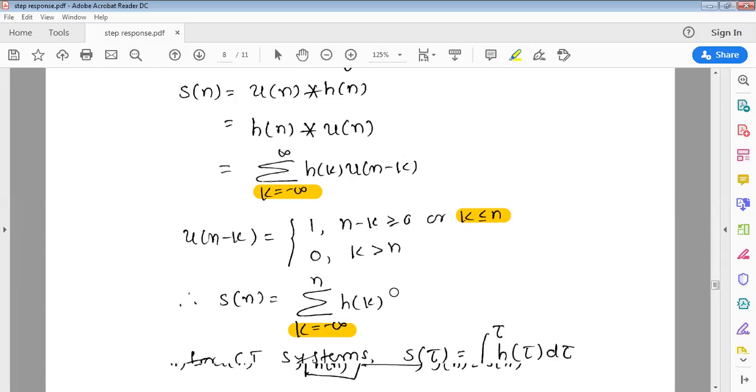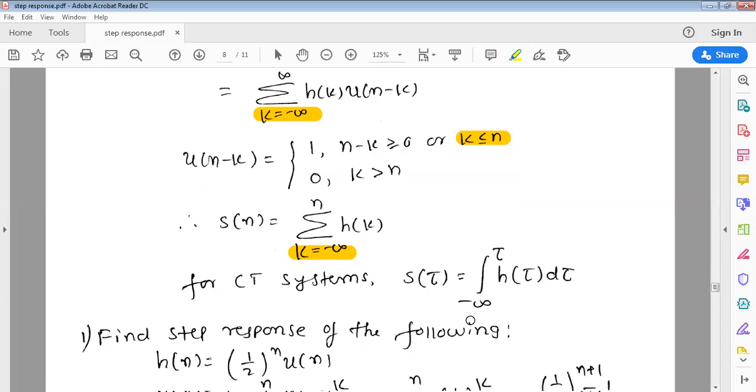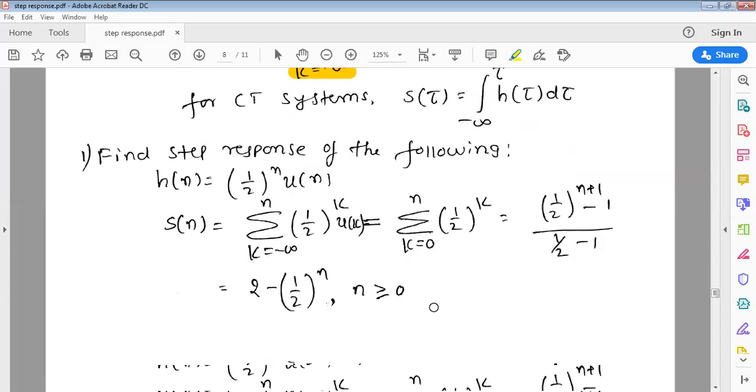So, s of n is nothing but the summation of impulse response. What is the meaning of step response? It is the summation of impulse responses. In the same way, I told you the discrete time system. For the CT systems, s of t is given by the integral from minus infinity to t of h of tau d tau. k gets replaced by tau, n gets replaced by t, the summation becomes an integral, and the limits will be from minus infinity to t. That's all.